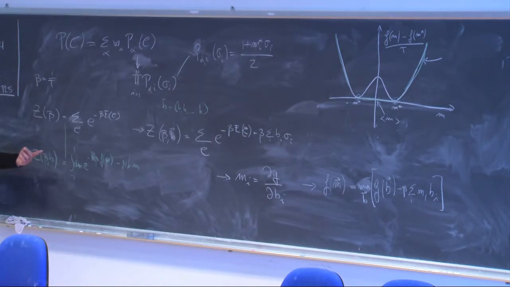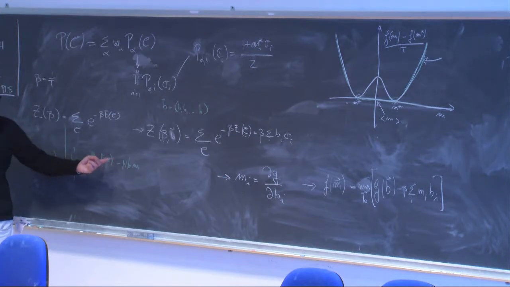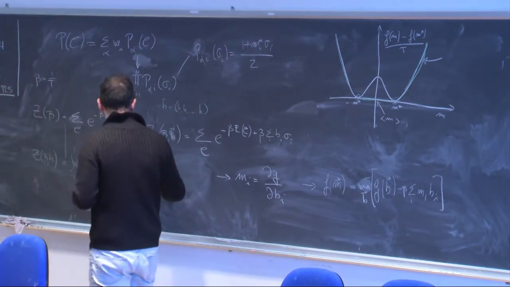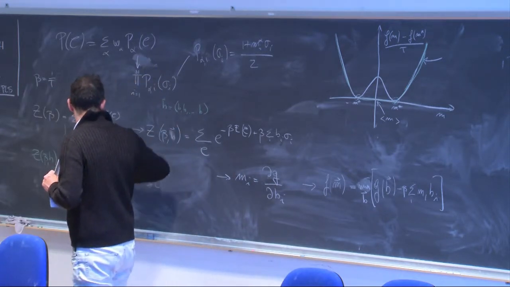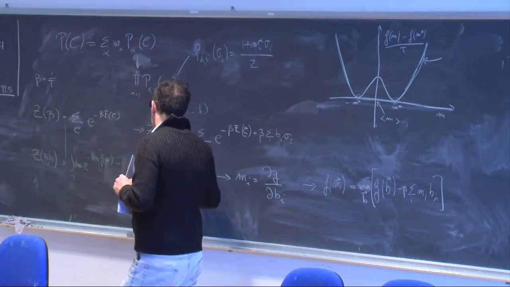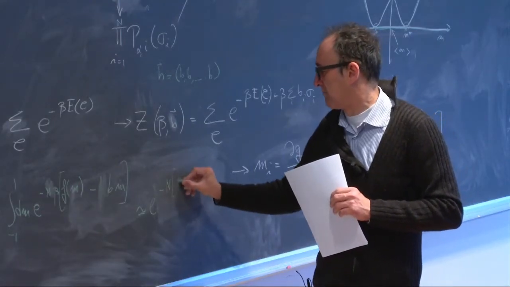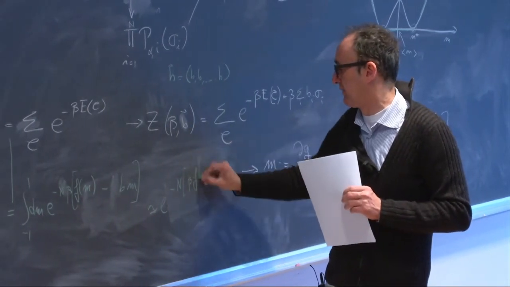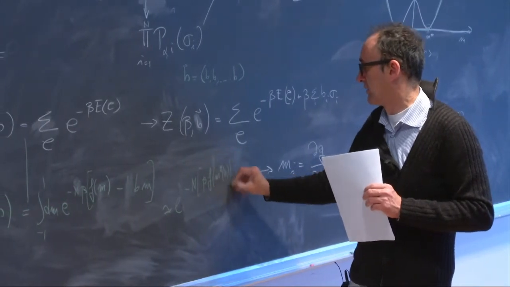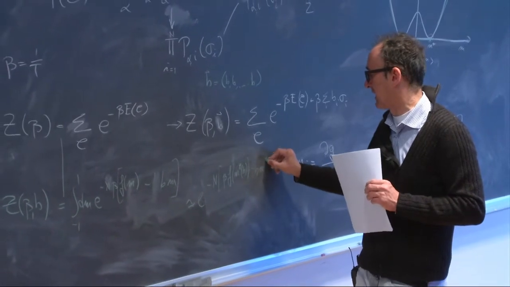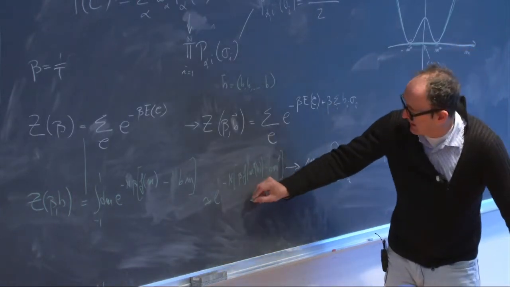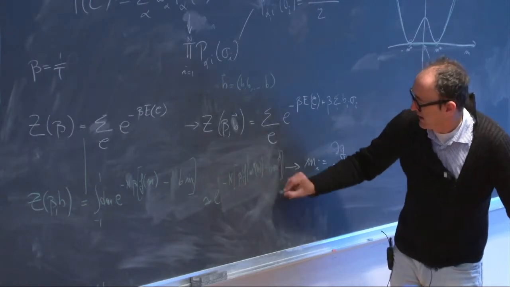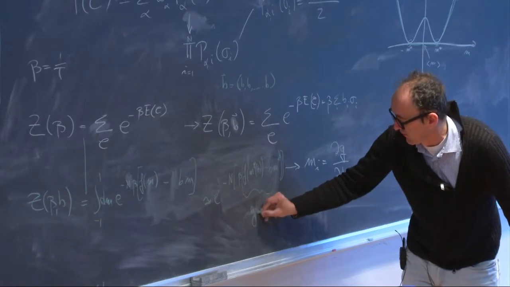Now you see, if I do this integral here, this will be dominated by the saddle point. I can get this as e to the minus N times beta f of m star of b minus b times m star, which is the usual what we have just done. And this would be my function g of b in this case.